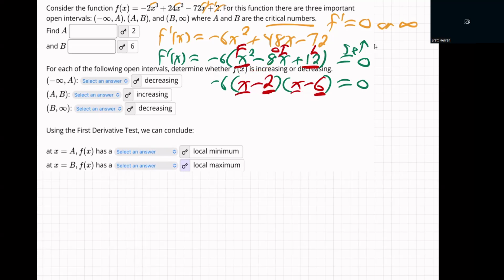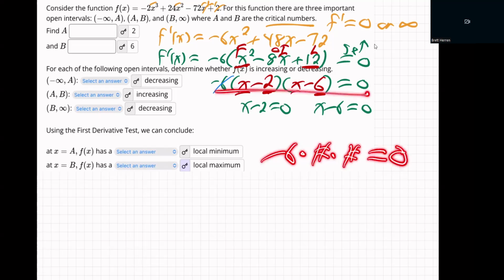Okay? What do you do from here? You just set the x minus 2 to 0 and the x minus 6 to 0. What about the negative 6? It doesn't matter because logically that's like saying, what if I had minus 6 times a number equals 0? That's what this is saying. Because minus 6 is just minus 6. It doesn't have an x. It can't vary. It doesn't have a variable. It's only minus 6. Whereas the other two parts have x's, so they can vary. So they could be different things.